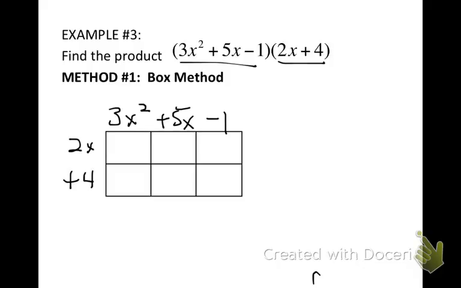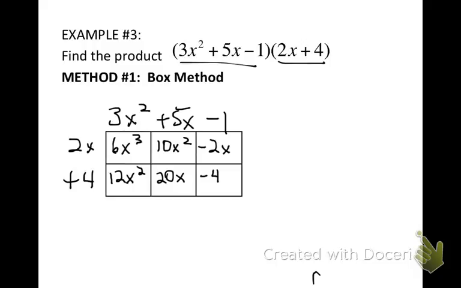Now we're going to multiply 3 times 2, which is 6, and then x times x, which is x cubed. I'm going to keep moving left to right, so 2x times 5x is 10x squared. 2x times negative 1 is negative 2x. I'm going to drop down and to the left. 3x squared times 4 is 12x squared. 5x times 4 is 20x. And then 4 times negative 1 is negative 4.